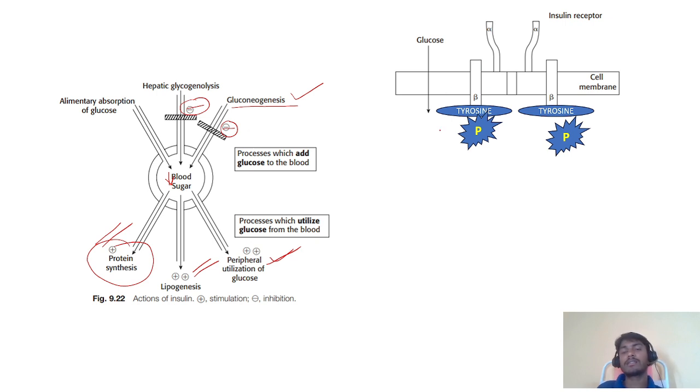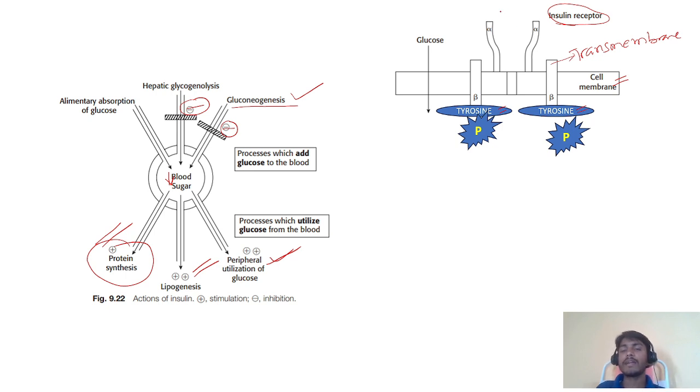Now, how does insulin act on the cell? The cell contains a cell membrane, and the insulin receptor is there. The insulin receptor contains 2 alpha subunits and 2 beta subunits. The 2 alpha subunits are located outside the cell membrane, but the beta subunits are transmembrane. The beta subunit contains a tyrosine moiety.